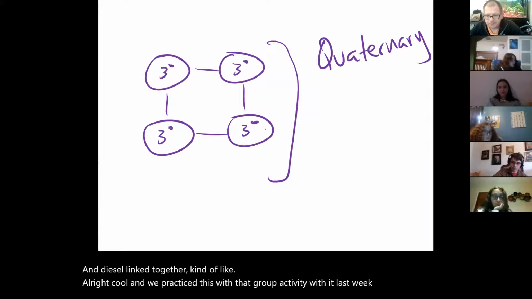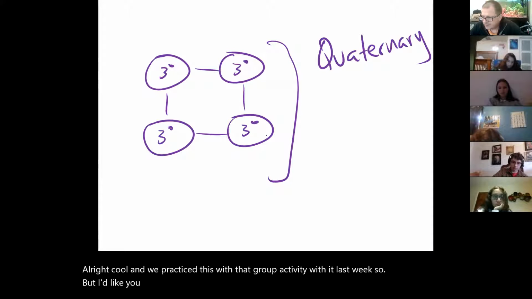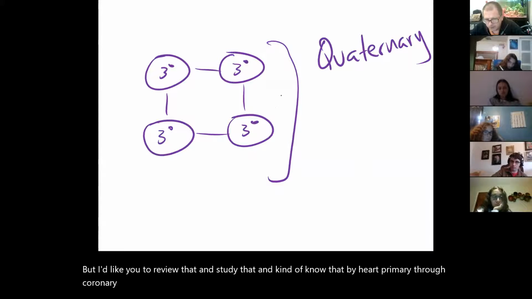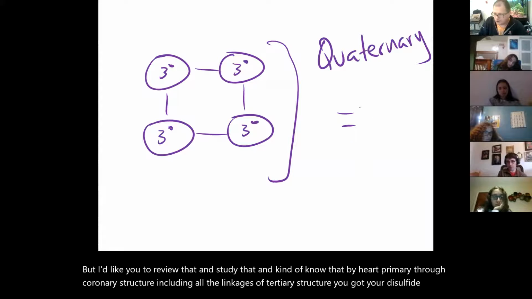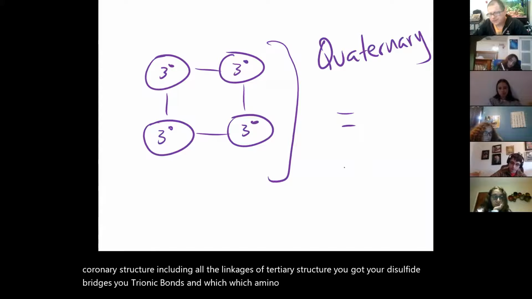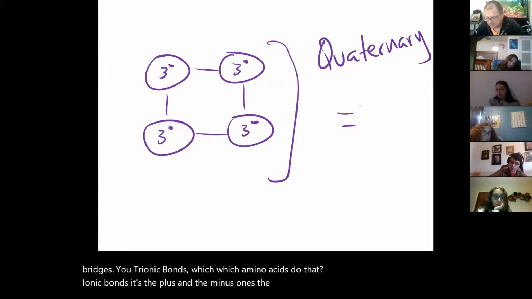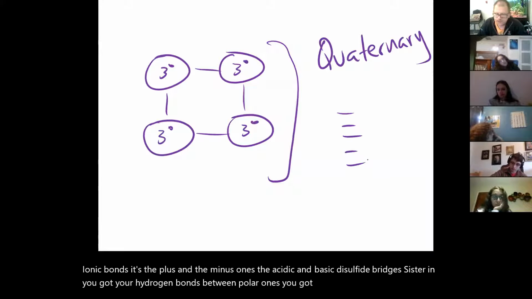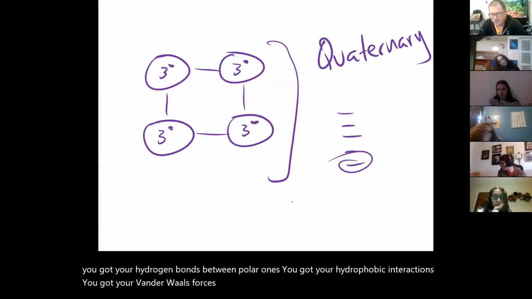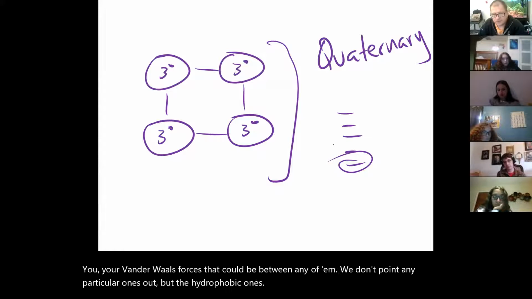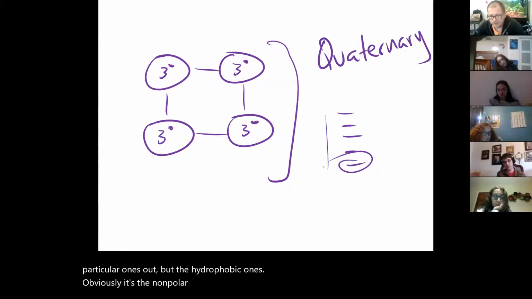But I'd like you to review that and study that and kind of know that by heart, primary through quaternary structure. Including all the linkages of tertiary structure. You got your disulfide bridges, you got your ionic bonds, and which amino acids do that. Ionic bonds, it's the plus and the minus ones, the acidic and basic. Disulfide bridges, it's cysteine. You got your hydrogen bonds between polar ones. You got your hydrophobic interactions. You got your van der Waals forces. That could be between any of them. We don't point any particular ones out, but the hydrophobic ones, obviously, it's the nonpolar R groups. So you got to kind of know that by heart.